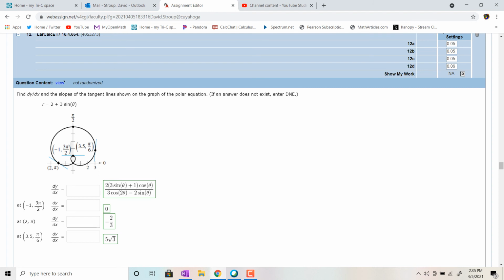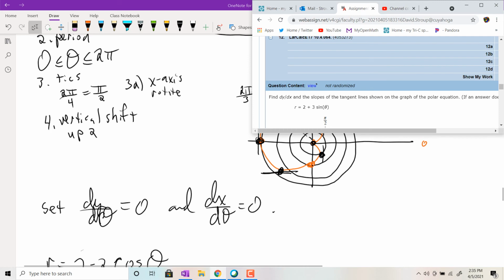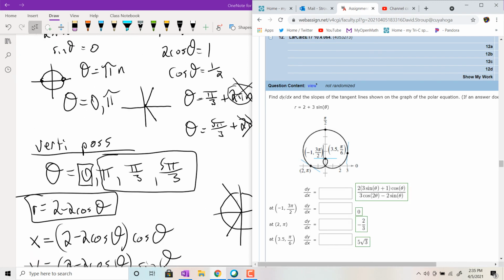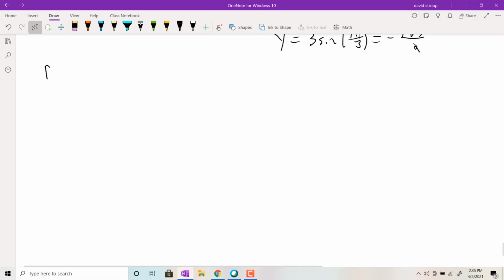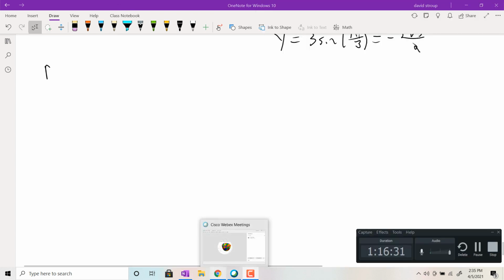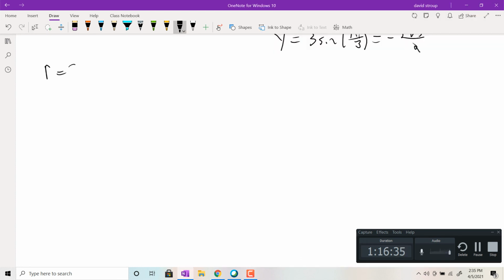Let's do this problem. Okay, so let's get that. Find the slopes of the tangent line shown below. So giving us r equals 2 plus 3 sine theta.